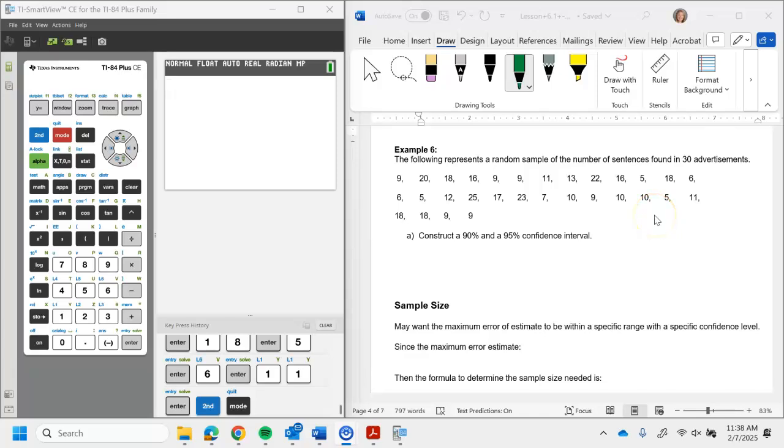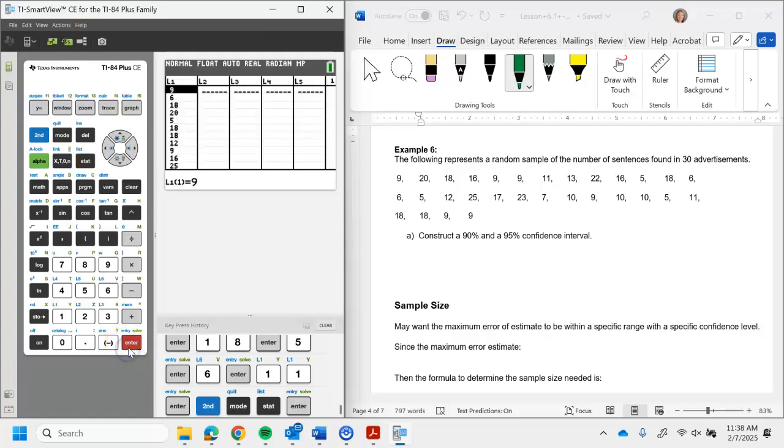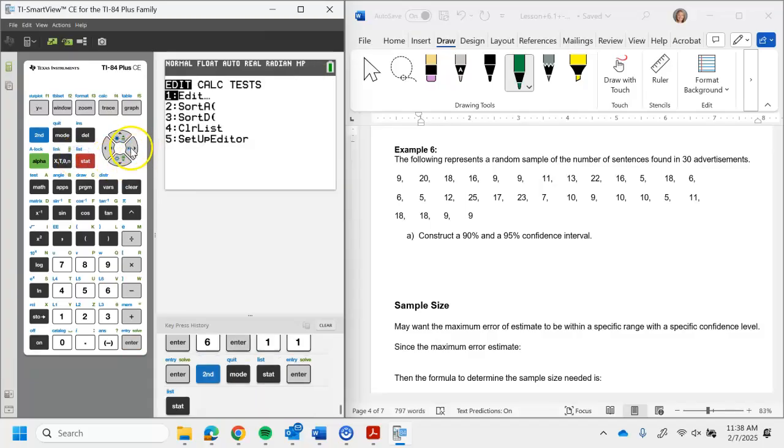Let's try example 6. So I have all of the data points already input into list 1. So I would say pause here to input those into your calculator if you'd like to follow along. Okay, what we're going to do is construct a 95% and a 90% confidence interval, and we're going to compare them.